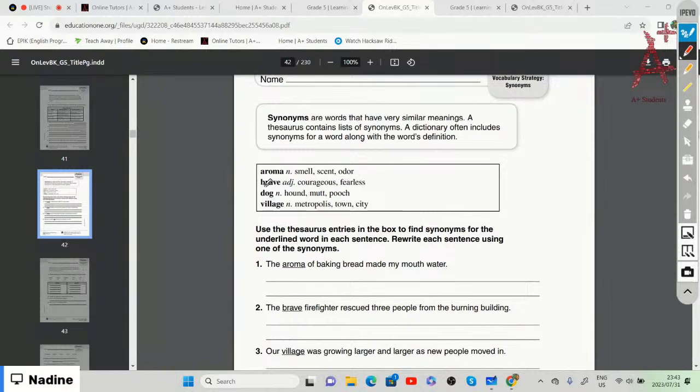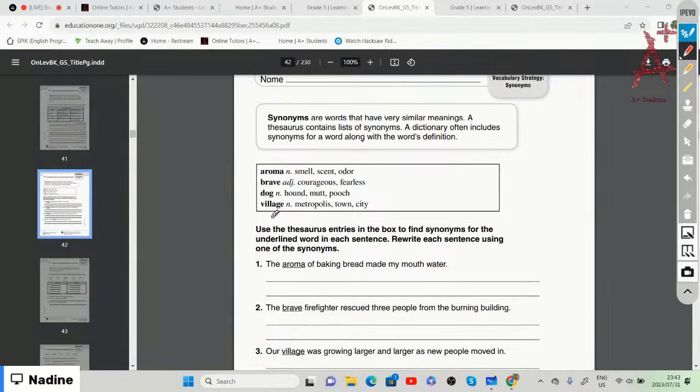Then we have brave. The word brave, firstly, it will show that it's an adjective, and words that are similar in meaning to brave are courageous and fearless. Then we have dog. Another word for dog, or similar in meaning to dog, is you can either say a hound, a mutt, or a pooch. And a dog is a noun.